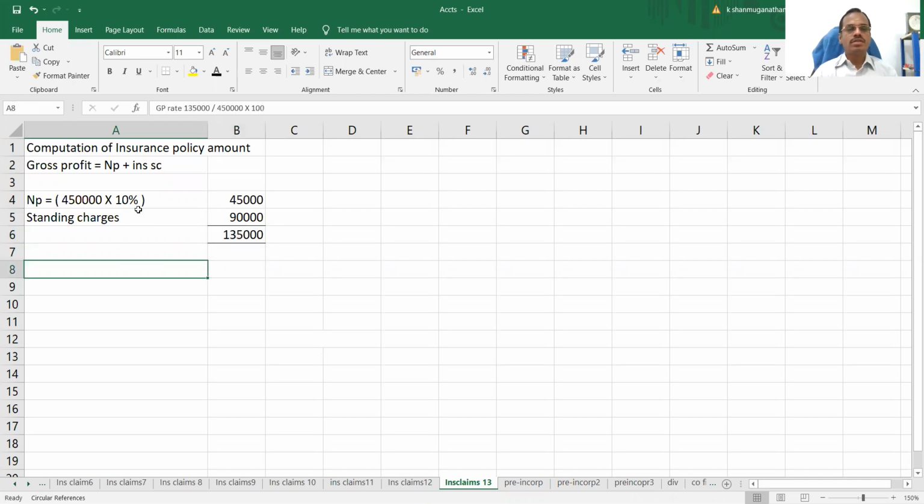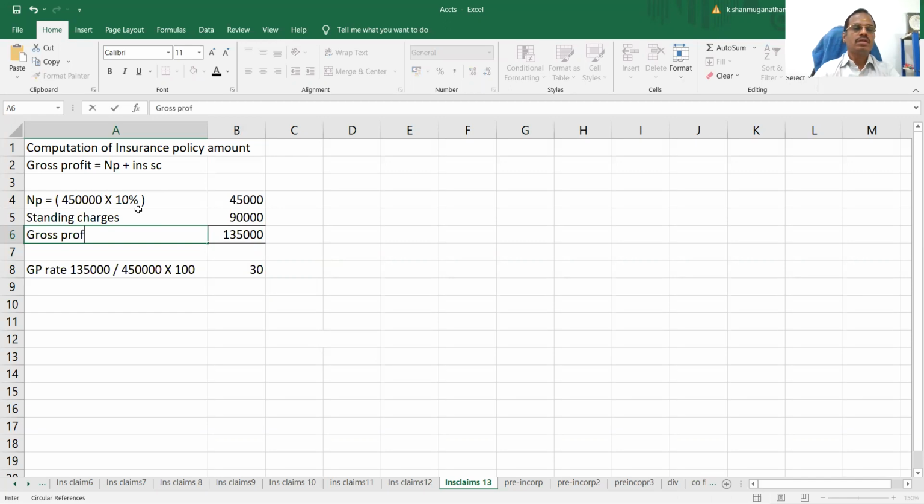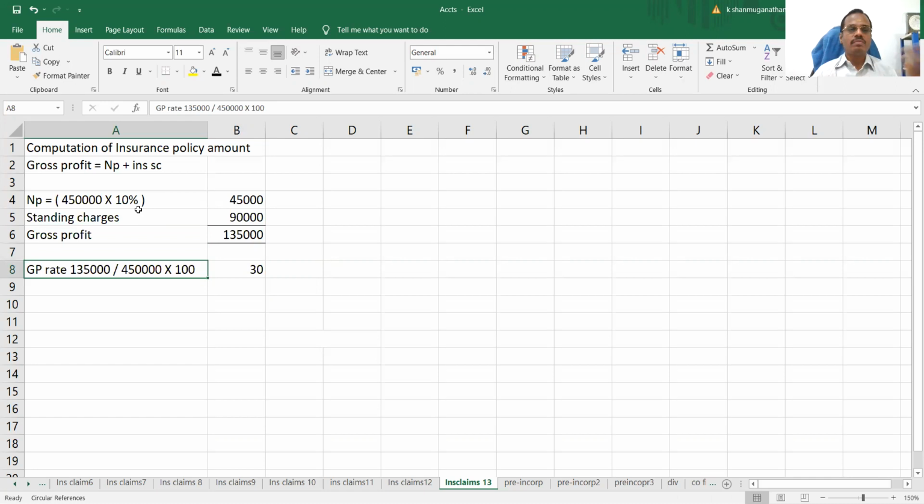Now the next one, the GP rate we should calculate, and that GP rate is 30%. 1,35,000 divided by 4,50,000 into 100 will give you 30% gross profit rate. I hope all of you understand this. The formula is: previous year GP divided by previous year sales into 100, which gives 30%.